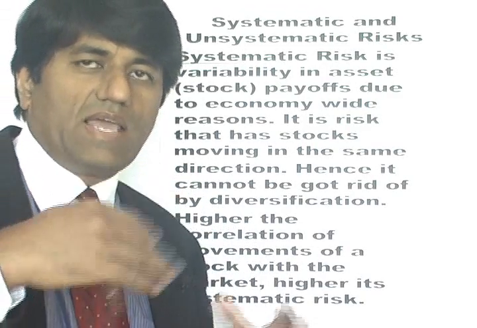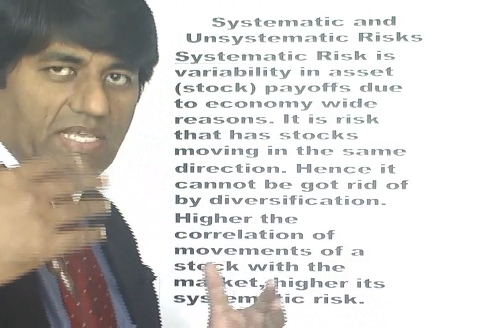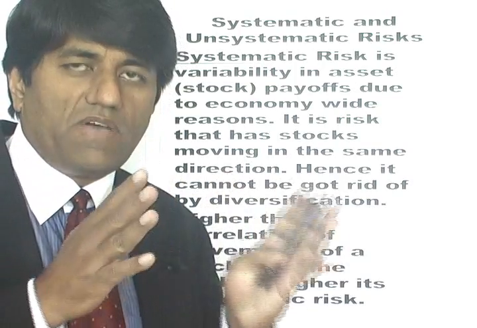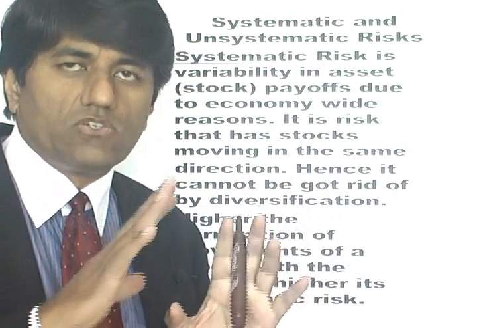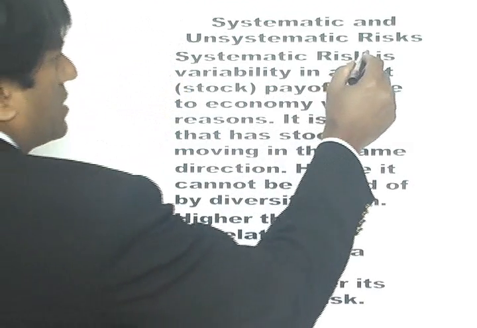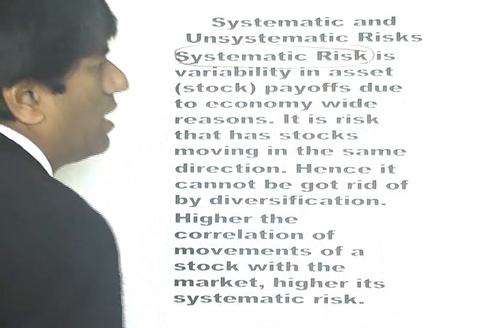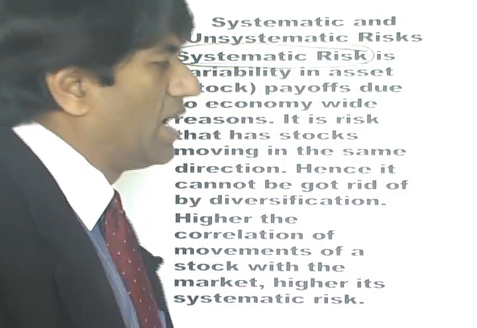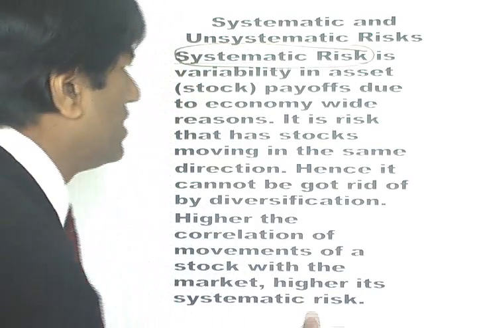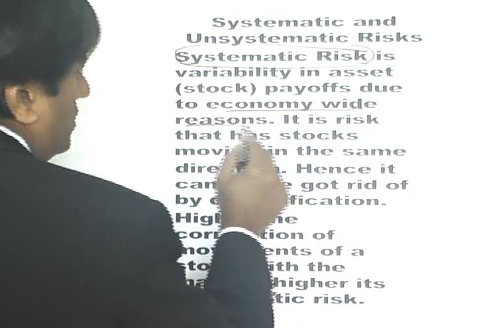Now, an asset has variability, and so we say that it's risky. Now we can divide that riskiness into two kinds of riskiness, and we call them systematic risk and unsystematic risk. Now, what is systematic risk? Systematic risk is a risk which arises due to economy-wide reasons.